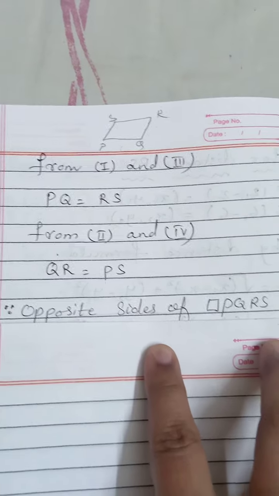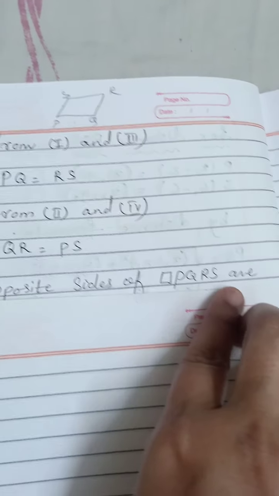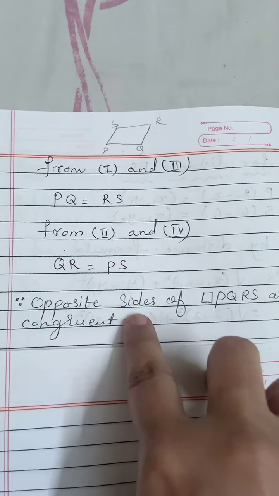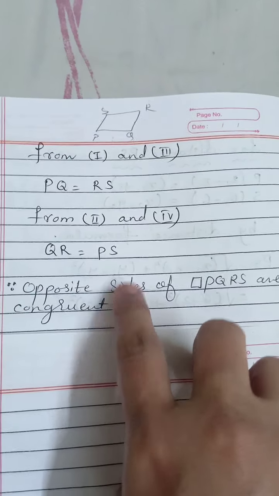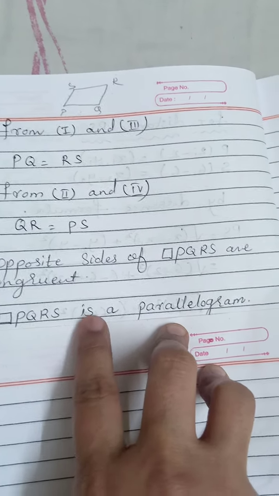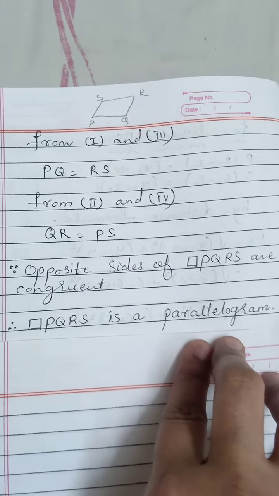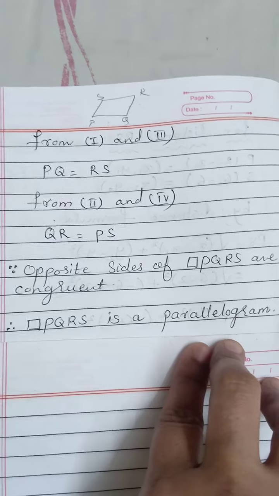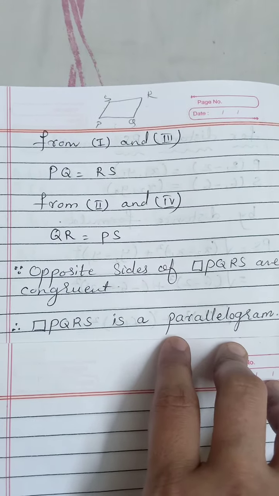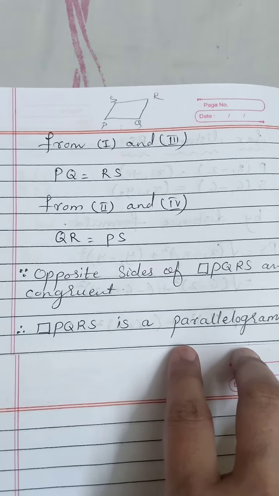So here, since the opposite sides of quadrilateral PQRS are congruent, it verifies the first property of a parallelogram. Therefore, quadrilateral PQRS is a parallelogram. Or in other words, you can write points P, Q, R and S are the vertices of a parallelogram. Both are one and the same thing.